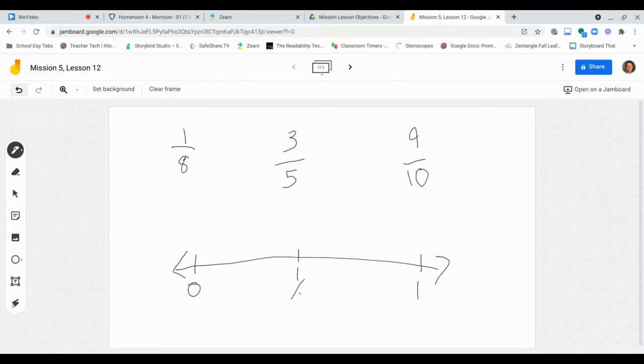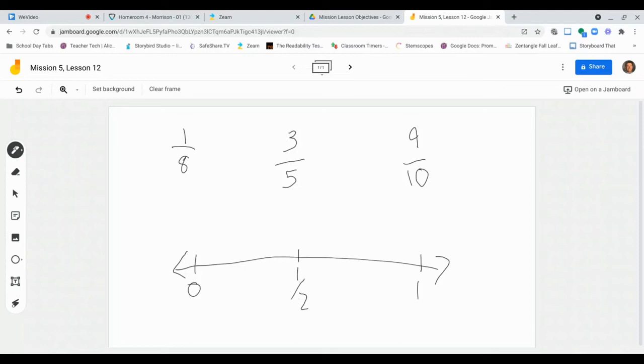Okay, what mark is that? That is 1/2. Okay, so notice these are the landmarks or benchmarks that I'm using here. 0, 1/2, and 1. Those are our three major benchmarks that we're going to use to compare fractions and place fractions. Okay, so what do I mean by that? Well, let's take a look at 1/8, our first fraction. We want to place 1/8 approximately where it would go on this number line.